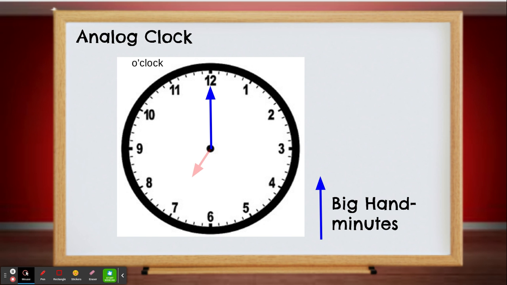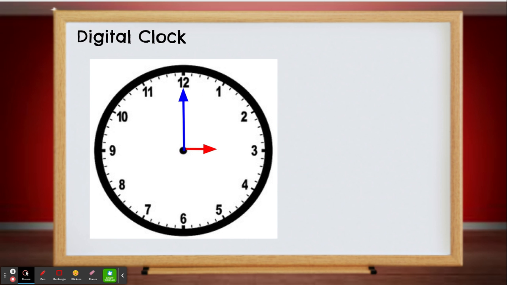Let's try another one. What time is it? Yes, if you said 7 o'clock, you are right. The small hand is pointing to the 7, and the big hand is pointing to o'clock.